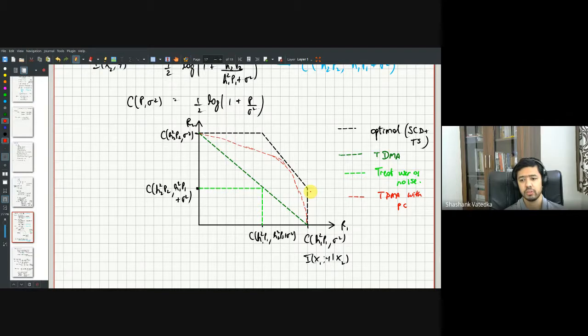So TDMA with power control is something much easier to implement. You don't have to do any sort of successive cancellation decoding. You just use a plain single user codebook. Only one user is going to talk at any time, whereas the other user is going to remain silent. So that's simple, and it's obviously better than plain TDMA, and much better than treating the other user as noise.